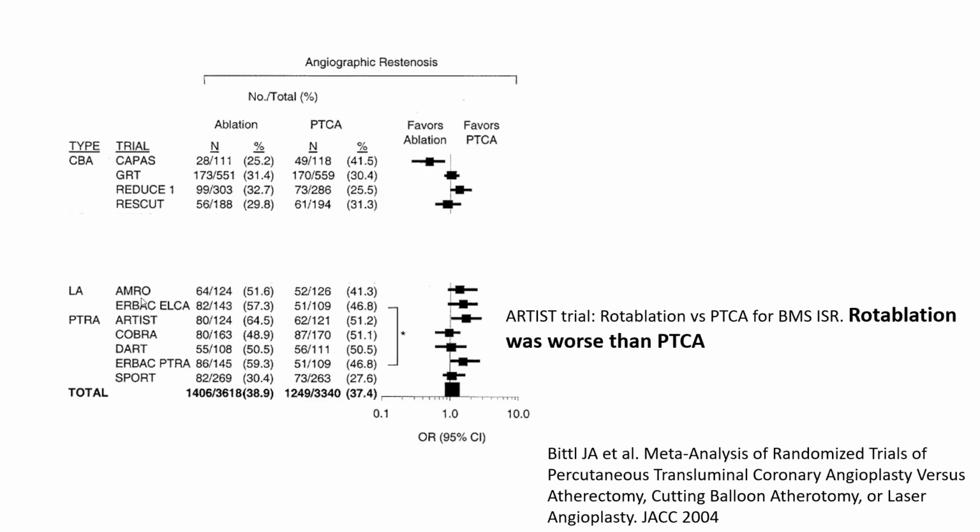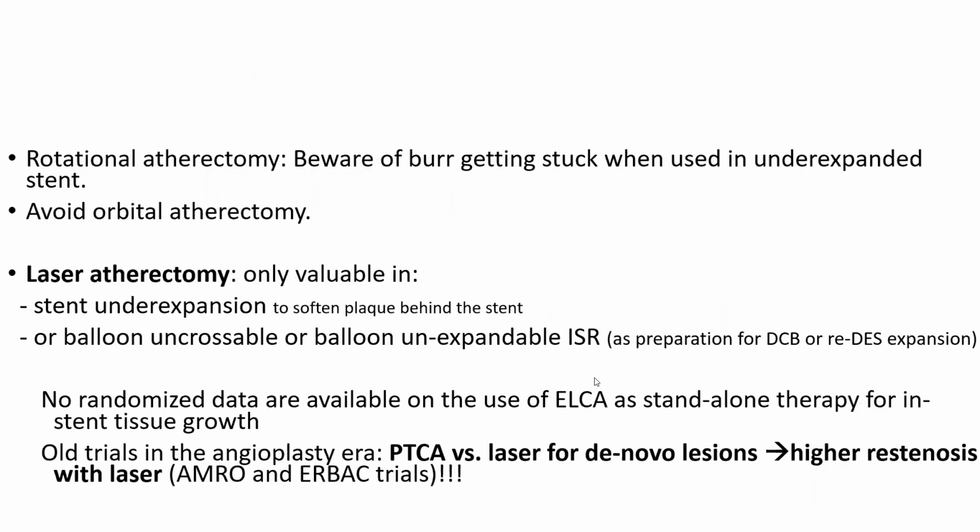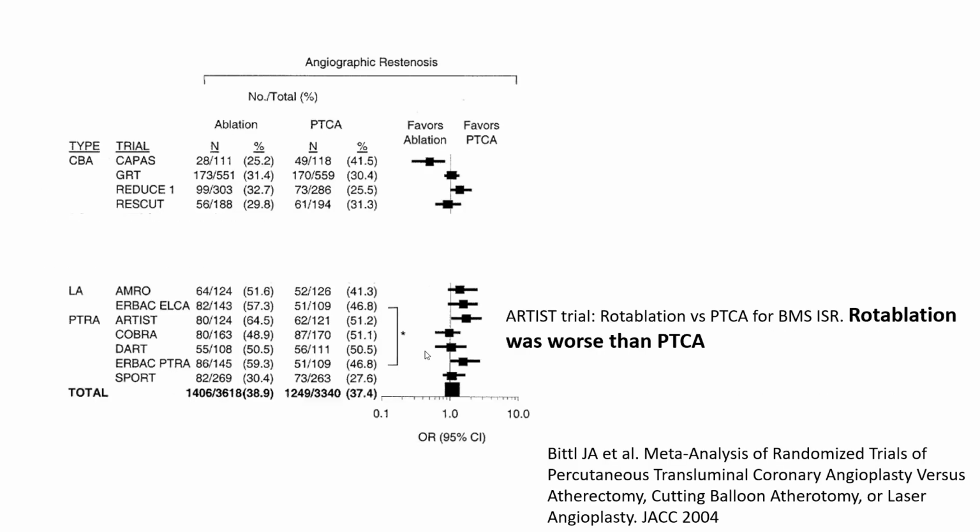And those are the trials with laser atherectomy that show worse outcomes compared to just balloon angioplasty in de novo lesions. There's another study here, called ARTIST. They used rotablation versus balloon angioplasty for bare metal stent in-stent restenosis, tissue growth, basically, not underexpansion. And actually, rotablation was worse than balloon angioplasty for tissue growth. So again, rotablation has no role for in-stent tissue growth, in-stent restenosis. It may have a role in stent underexpansion, but beware of complications in that case.